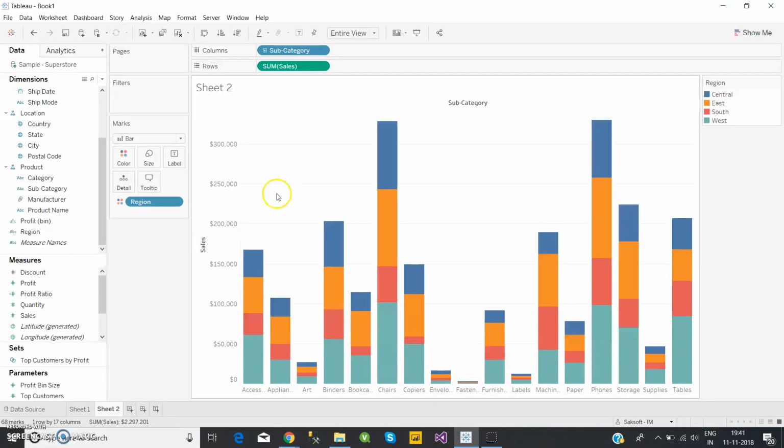You must understand one thing when you are adding the second dimension. So here I added region. Add a dimension which does not have many fields.